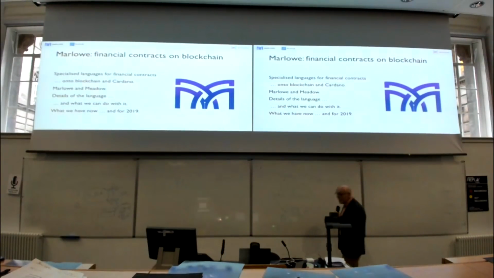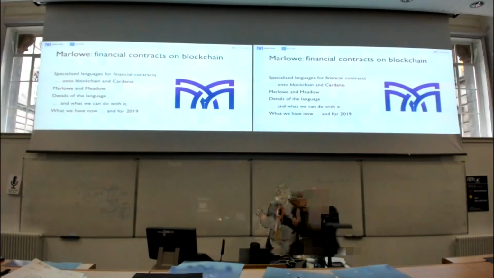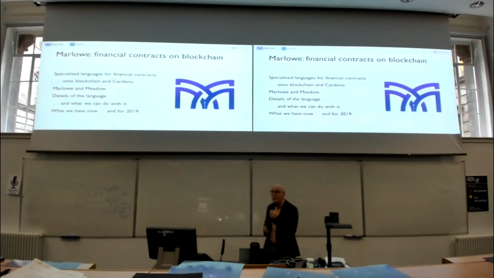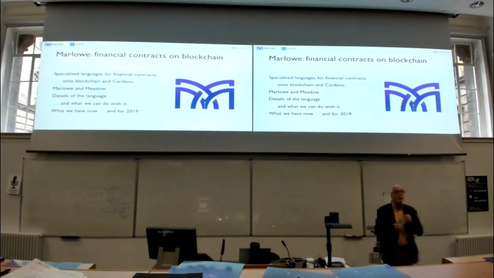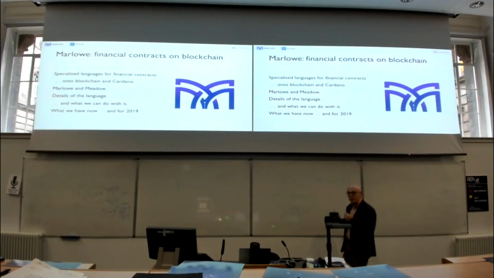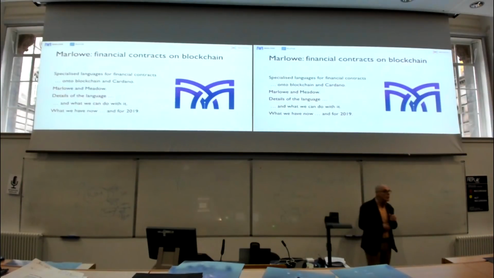So the idea is that there's been previous work on describing financial contracts using programming concepts and languages. What I'm going to show is how we've adapted that work to work on blockchain. We've got a language, Marlowe, and we have a tool, Meadow, that allows you to interact, to visualize what's going on with your Marlowe. I'll give you details of the language and what we can do with it.